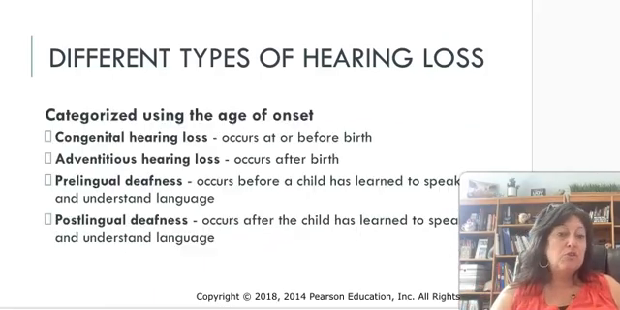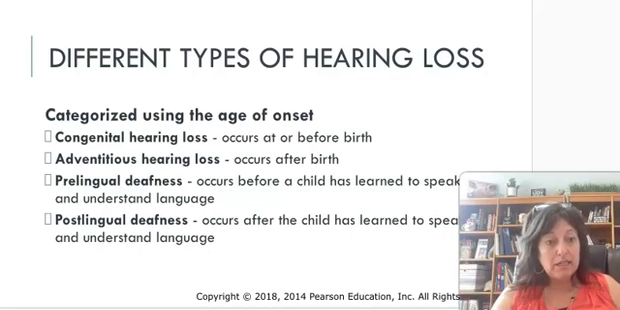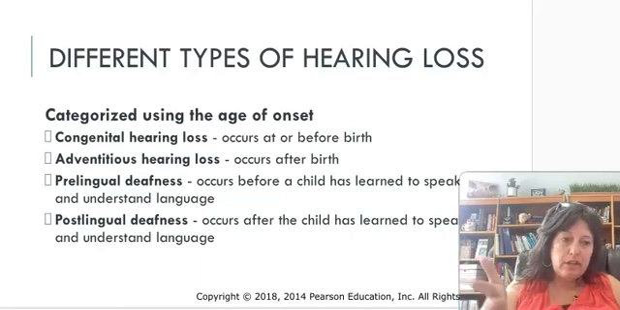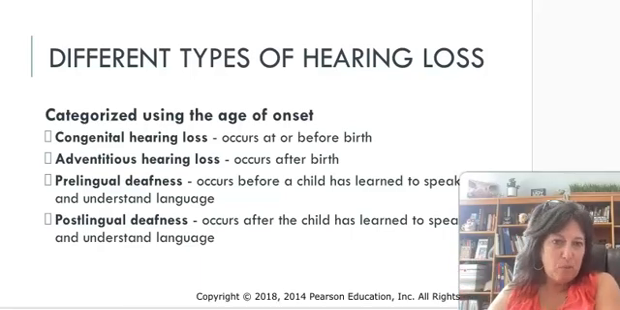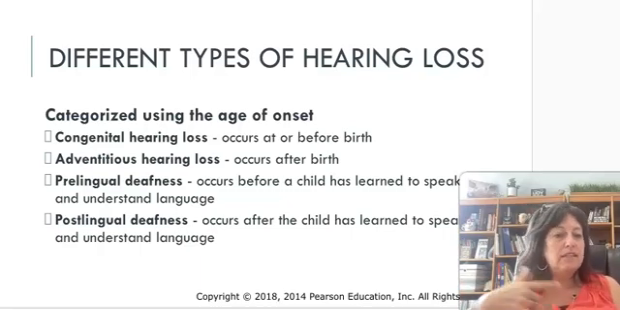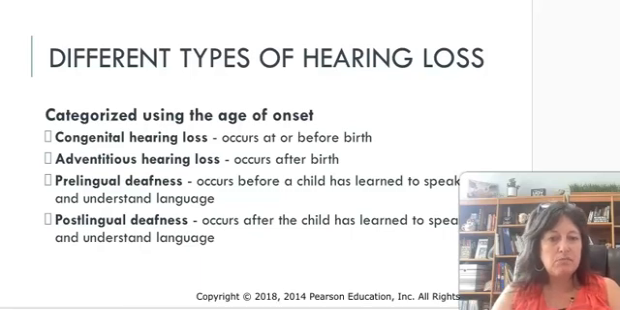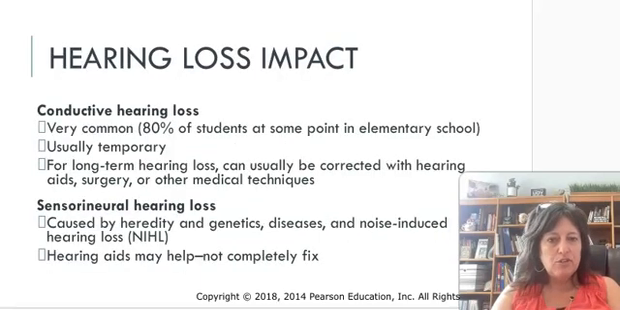It's also categorized according to when the hearing loss started to occur. Congenital means it occurs at or before birth. Adventitious hearing loss is something that occurs after birth. Then we have prelingual deafness. This occurs before a child has learned how to speak and understand language, so they have lost their hearing before they can speak and understand language. And then we have postlingual deafness, which occurs after a child has already learned how to speak and understand language.